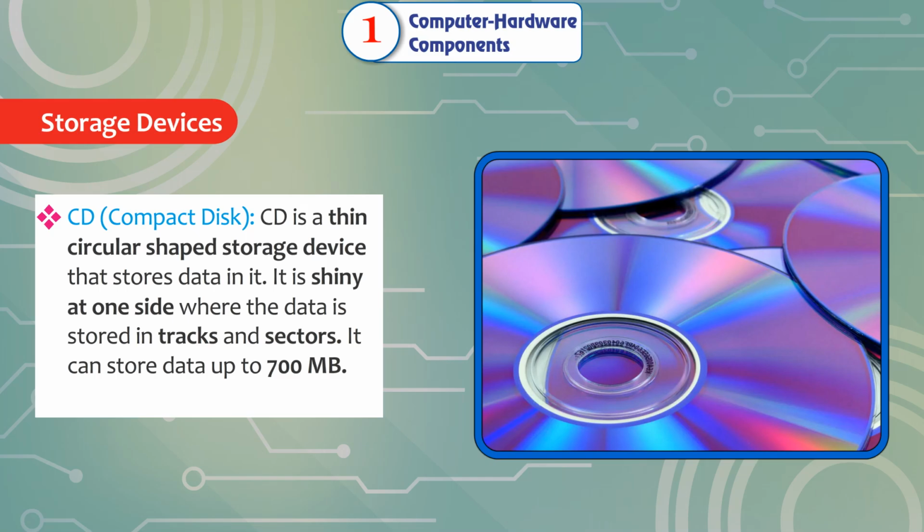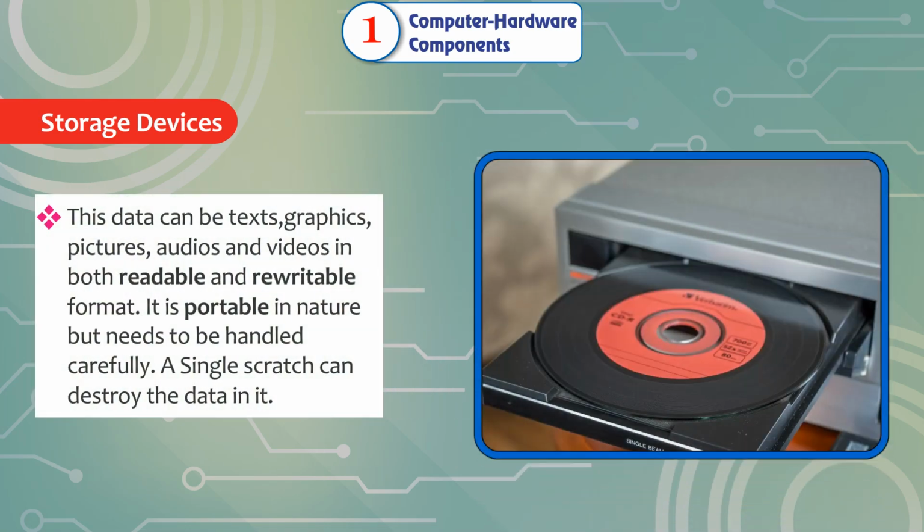CD, compact disc. CD is a thin circular-shaped storage device that stores data in it. It is shiny at one side where the data is stored in tracks and sectors. It can store data up to 700 MB. This data can be texts, graphics, pictures, audios, and videos in both readable and rewritable format. It is portable in nature but needs to be handled carefully. A single scratch can destroy the data in it.